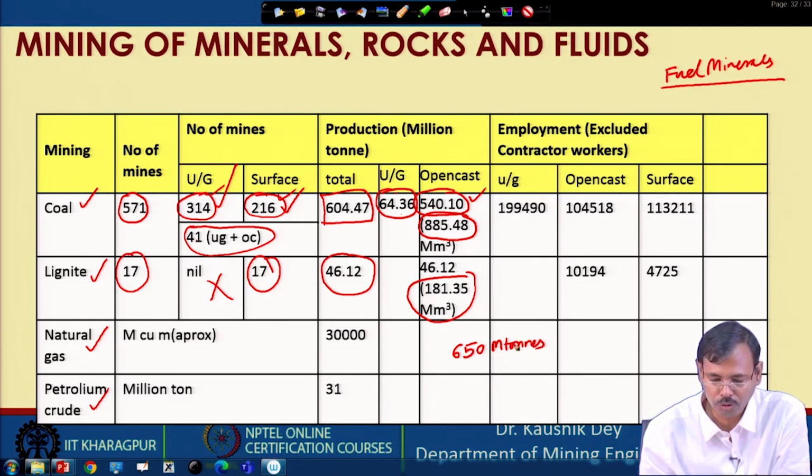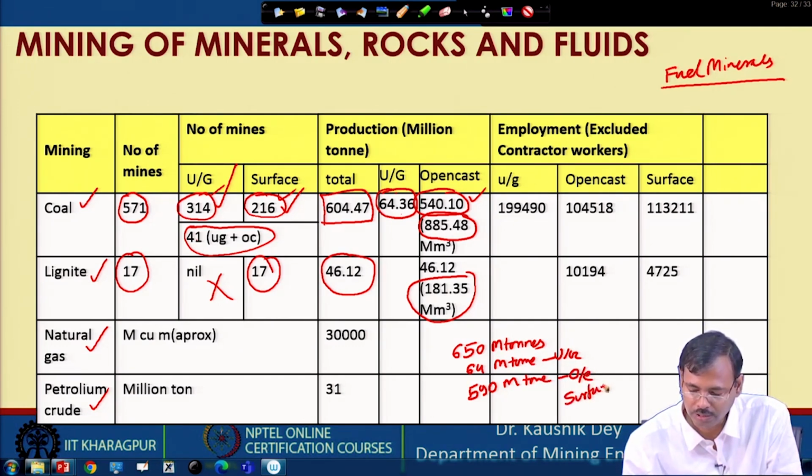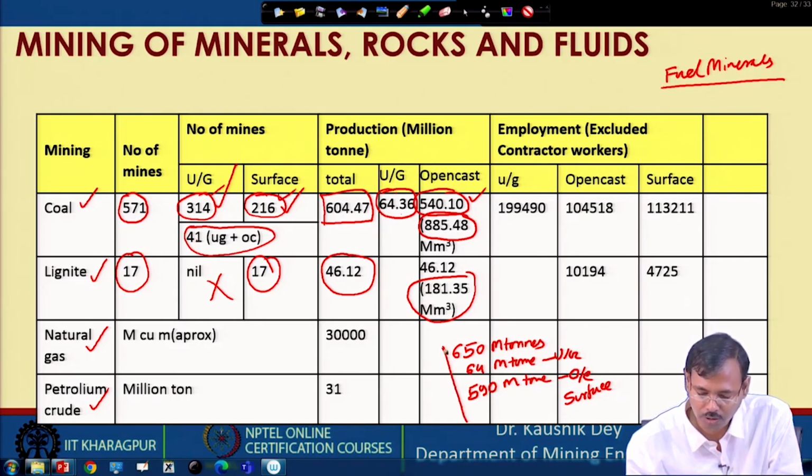of coal are being produced, and only 64 million tons is from underground, and almost 590 million tons are produced from open cast. Open cast mines means surface mines. You can understand why this surface mining technology is very, very important. Surface mining technology is basically producing the majority of the production.